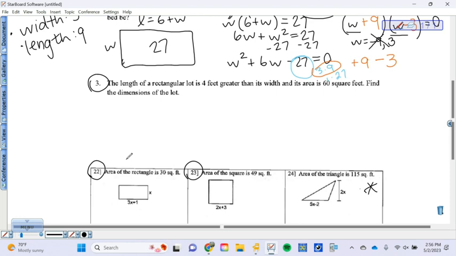Yes. You have a negative width? No, so that one kind of doesn't matter. So then your width is just 6. Yeah. So your width is 6, and then what's your length?